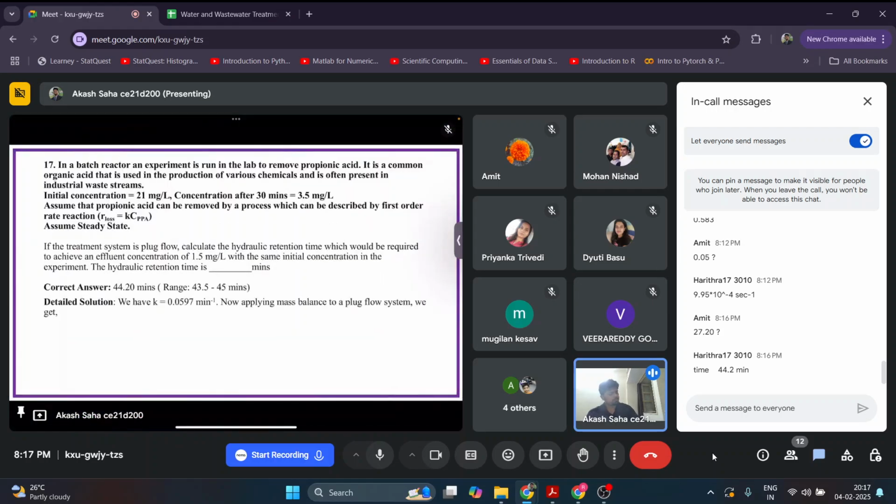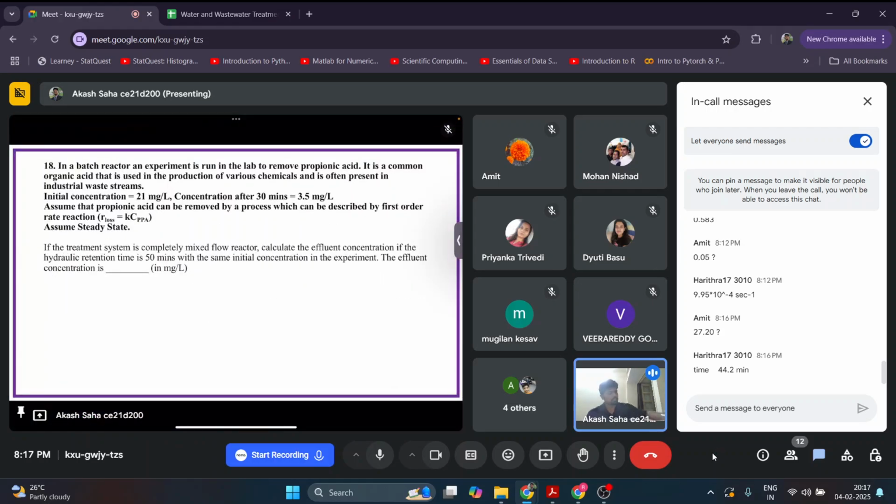Okay, next problem. Again a small change. If the treatment system is a completely mixed flow reactor, calculate the effluent concentration if the hydraulic retention time is 50 minutes, with the same initial concentration in the experiment. So here they are giving HRT as 50 minutes. Initial concentration is the same, K value is the same. What will be my effluent concentration? So tell me the effluent concentration.